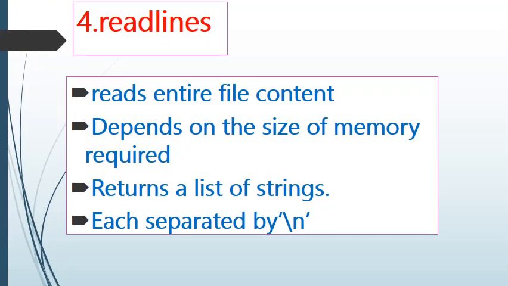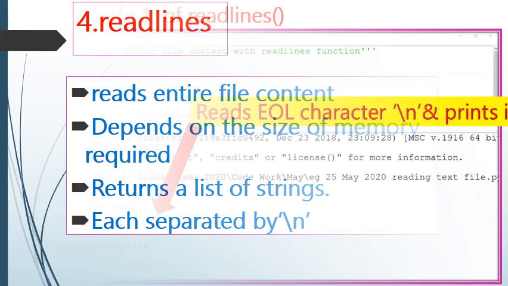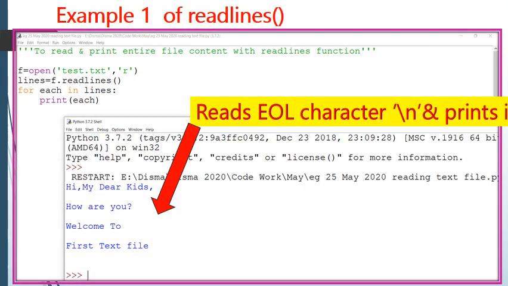Then the fourth one, readlines. It reads the entire file content, depending upon the size of the memory required, and it will return a list of strings. Each will be separated by a slash n. See the first example of readlines.